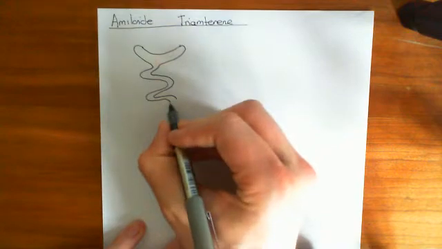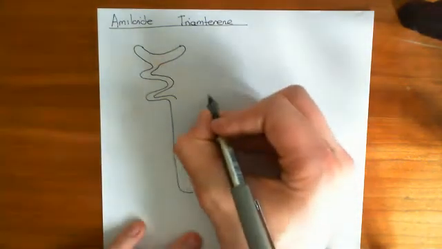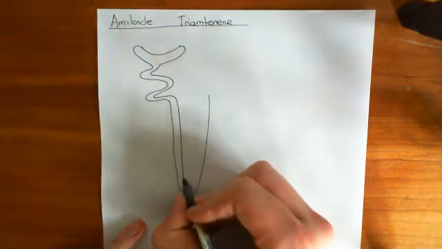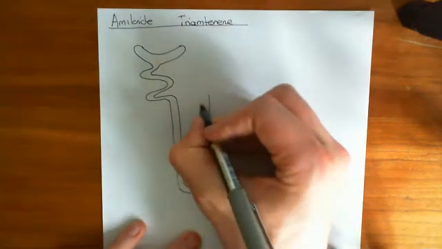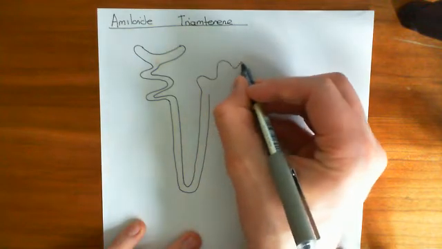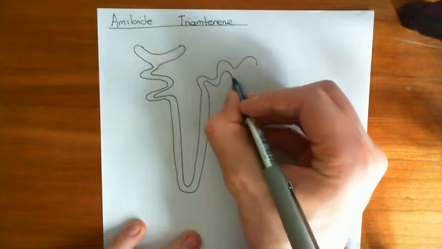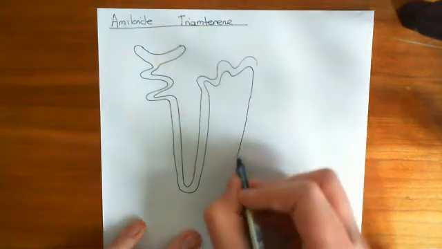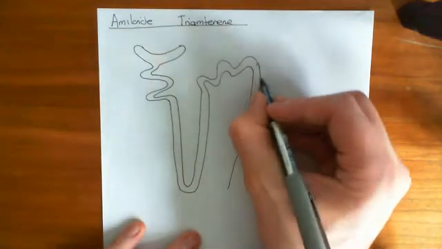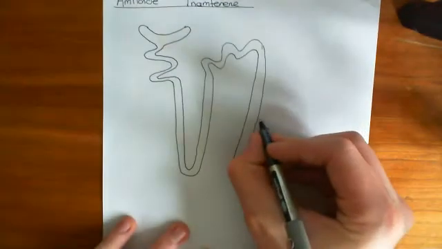And then it goes into the loop of Henle, the descending loop of Henle first, and then it ascends back up. So we have descending loop of Henle and then ascending loop of Henle. And then it forms the distal convoluted tubule here. Okay, and then finally the distal convoluted tubule ends and forms the collecting duct, which then drains what is left into the renal pelvis. So let's label this diagram up.